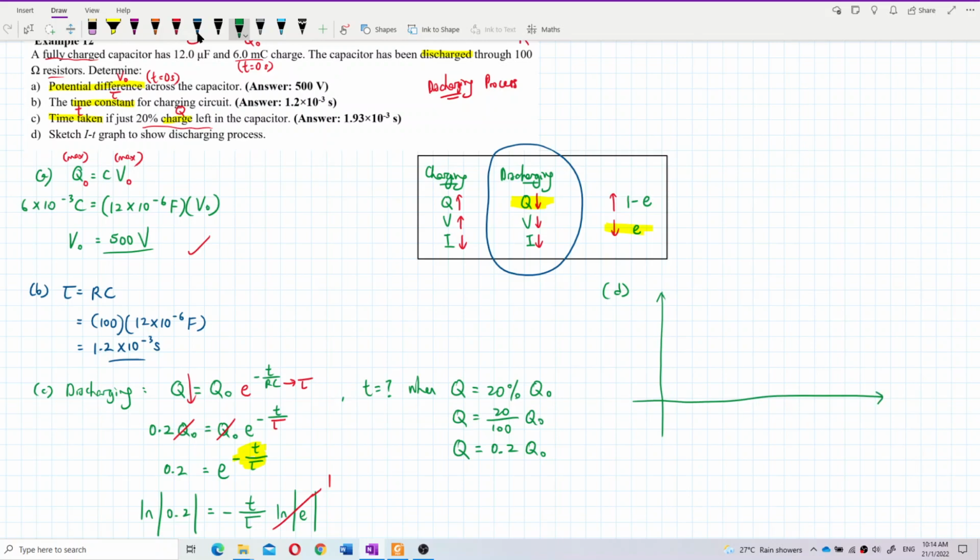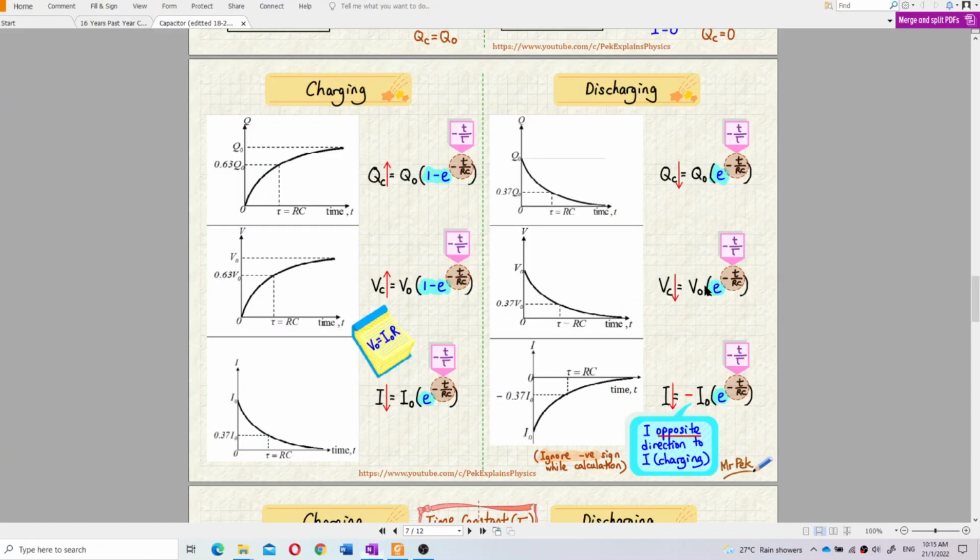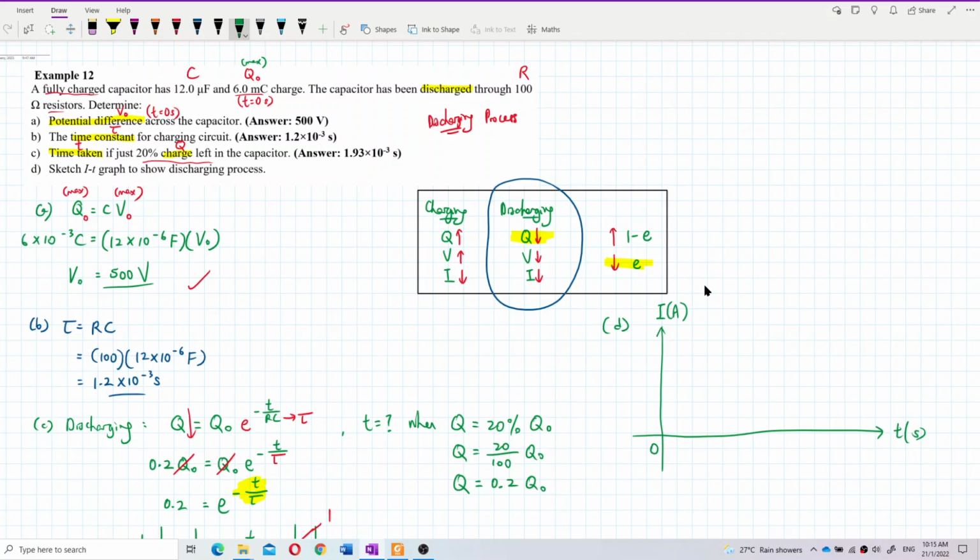Okay, so this is the current. Remember to label the unit: ampere, and this one is time, second. So what's the current? Do I have the initial current? No, I don't have the initial current value.